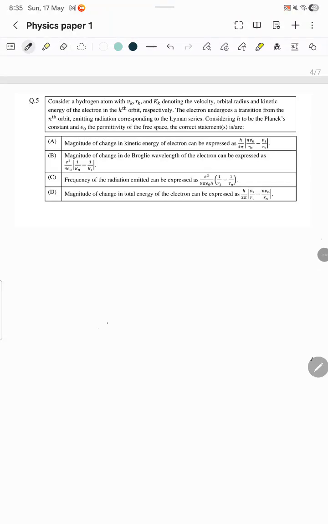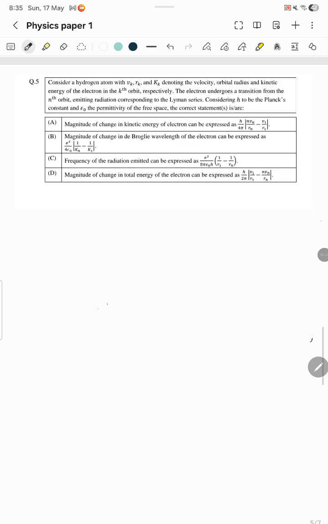So guys, this is question number 5 of JEE Advanced 2026 paper 1. In this question they have asked a very standard question but in an entirely different way. They are saying that an electron is jumping from nth orbit to first orbit and they want to calculate the change in kinetic energy. But they are giving kinetic energy in an entirely different way, which is Vn by Rn, which is velocity divided by radius, right? So we need to think of some creative way.